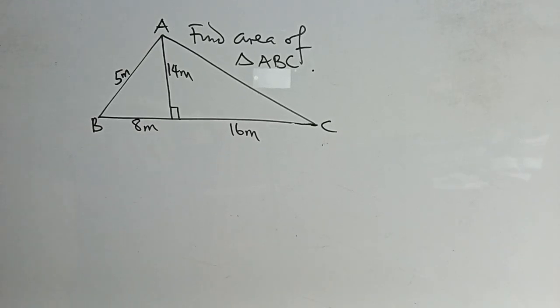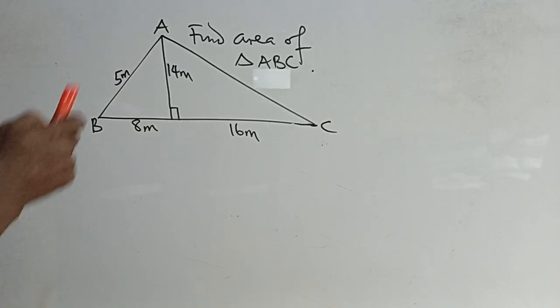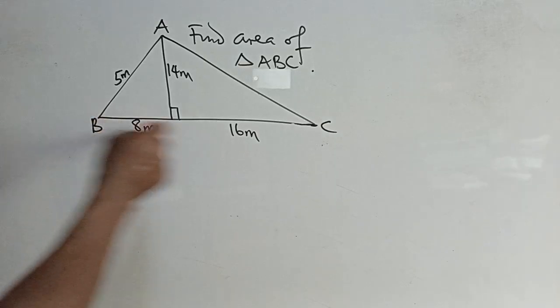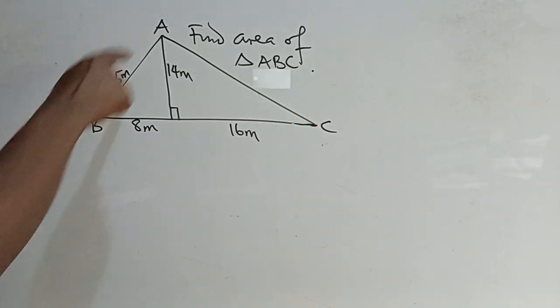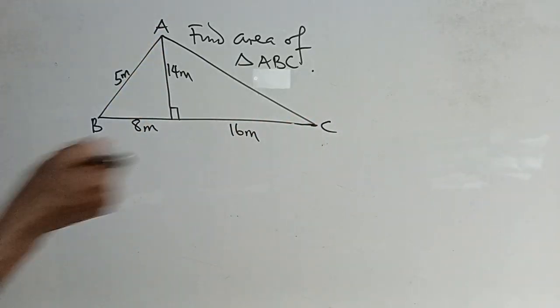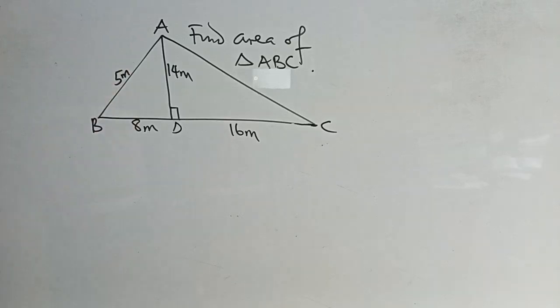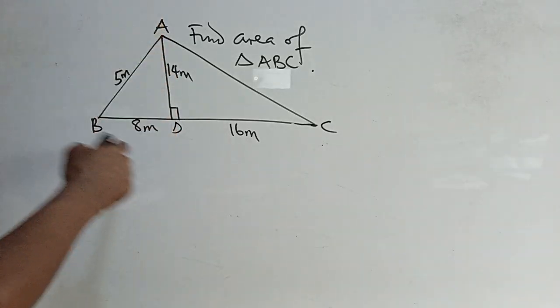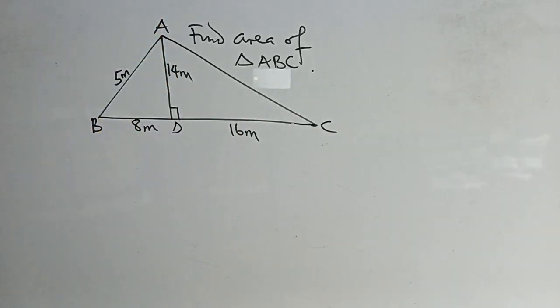Hello. In this video, we want to find the area of triangle ABC. Now, you observe closely that in this triangle, there is a vertical line that is perpendicular to line BC. This is this vertical line. We can call this one AD. Okay? Now, AD is a perpendicular line to line BC.